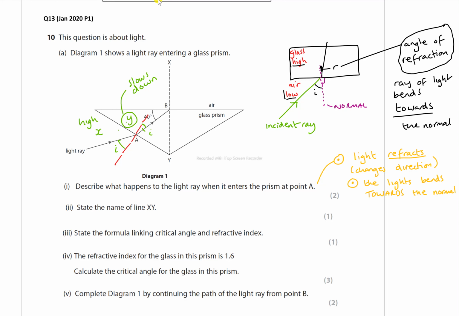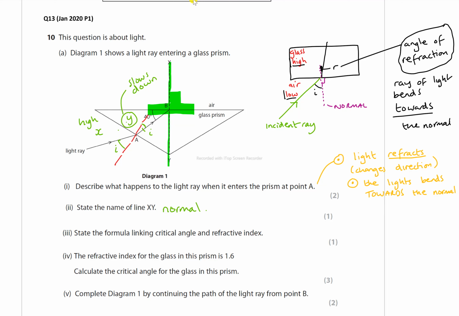Okay, state the name of line XY. So this line here, can you see it's at 90 degrees to the boundary? So it's called the normal.